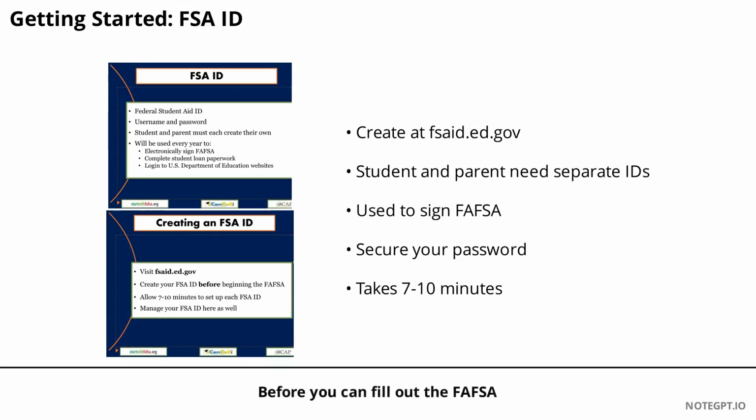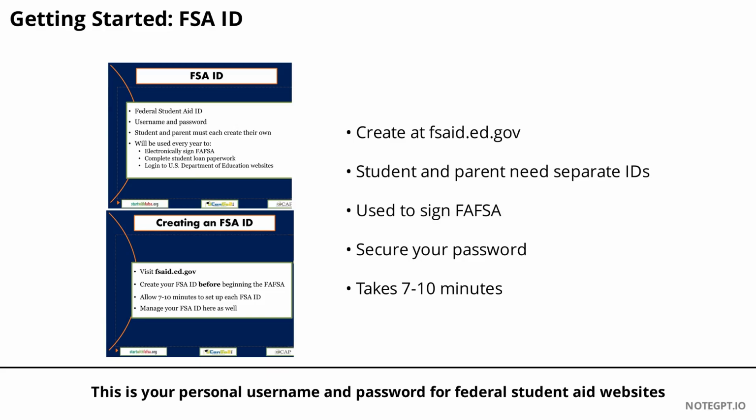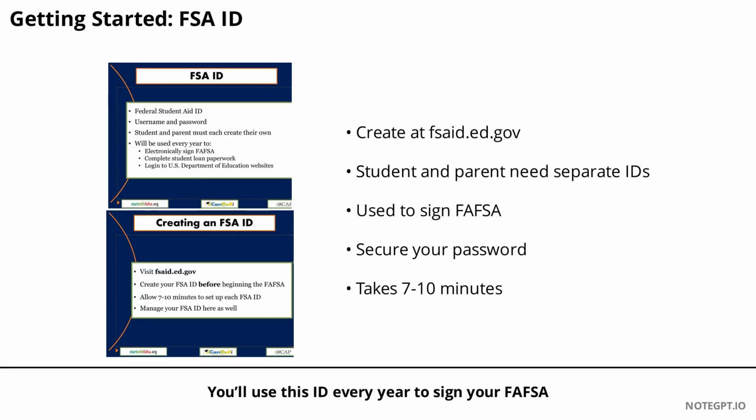Before you can fill out the FAFSA, you'll need an FSA ID. This is your personal username and password for federal student aid websites. Both students and parents must create their own FSA IDs. You'll use this ID every year to sign your FAFSA, complete student loan paperwork, and access Department of Education resources. Setting up your FSA ID only takes about 10 minutes. Make sure to use an email address you can easily access, and avoid using your name or birth date in your password for security. Let's walk through the steps to create your FSA ID.